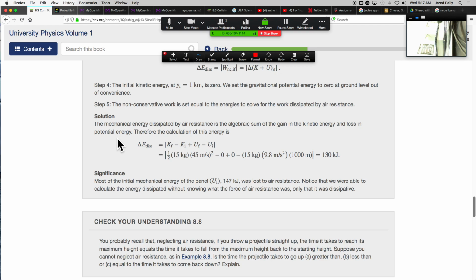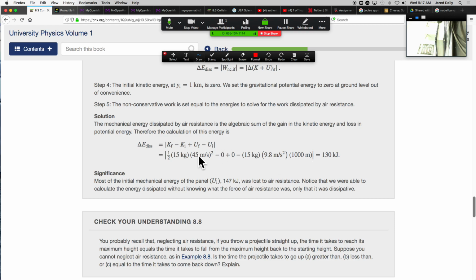Now, why? A lot of students look at this and say, why is the change in kinetic plus the change in potential equal to the energy dissipated? Well, it's really quite simple. If this panel had no air resistance, what would change in this equation? It's falling, and it starts falling at 0 speed and ends up at 45 meters per second. Is that going to change if there's no air resistance? Will the speed of the panel change? Absolutely. In fact, that's the only thing that's going to change if there's no air resistance.